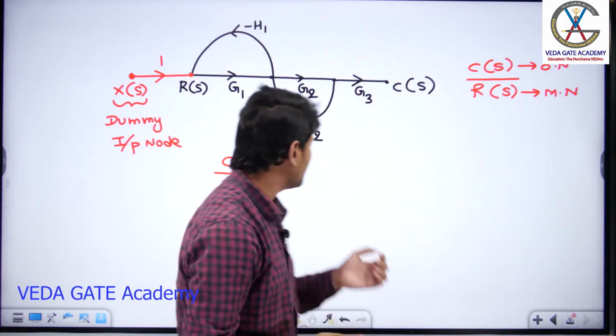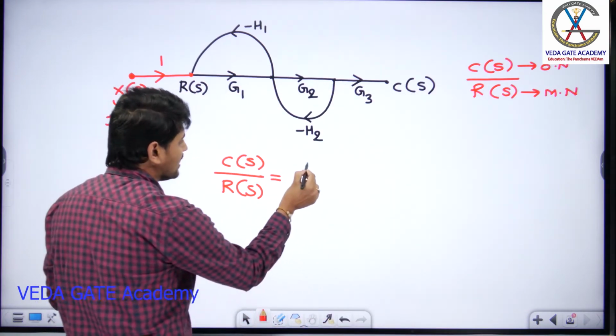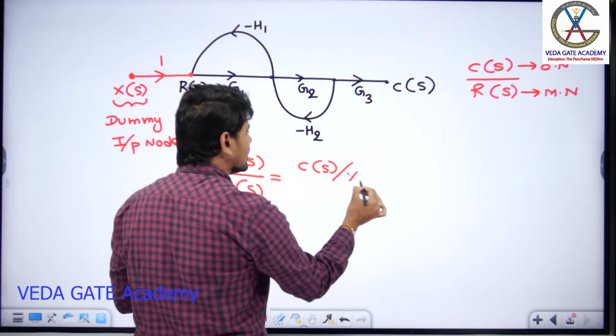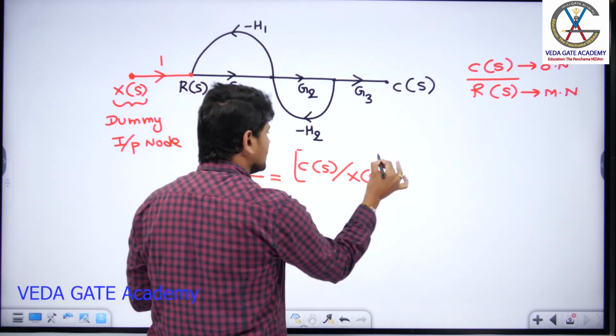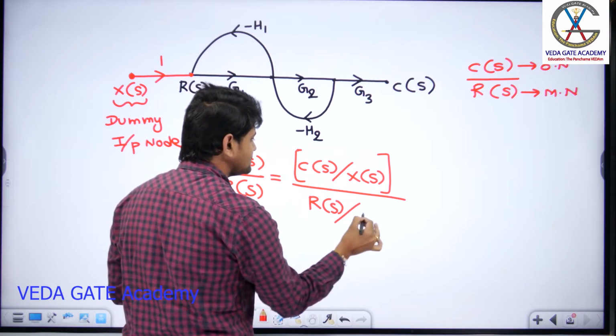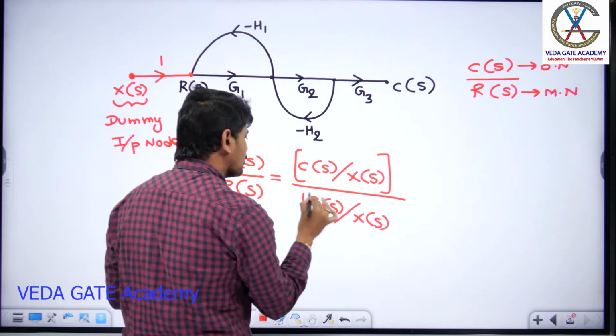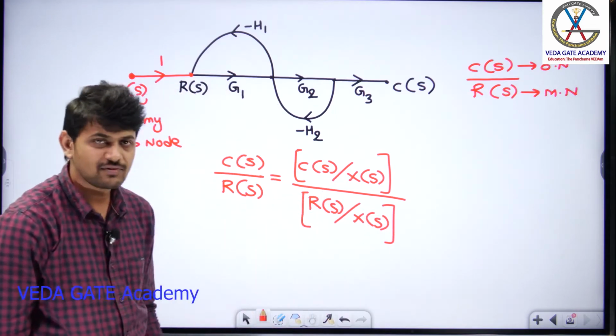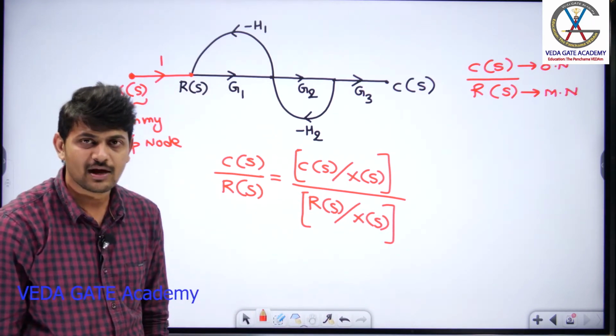X of S. Now I can write this C of S by R of S as C of S divided by X of S, this is one term, whole divided by R of S divided by X of S. Right? If I write this in this fashion, X of S will get cancelled. It will lead to the same answer, C of S by R of S.